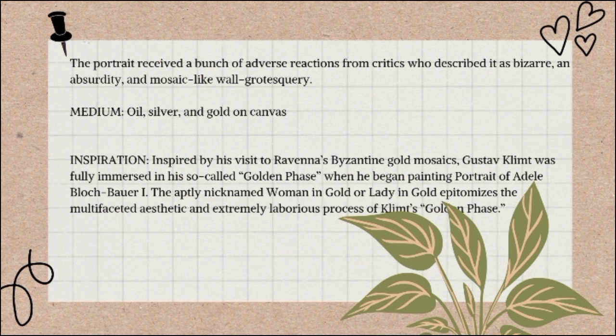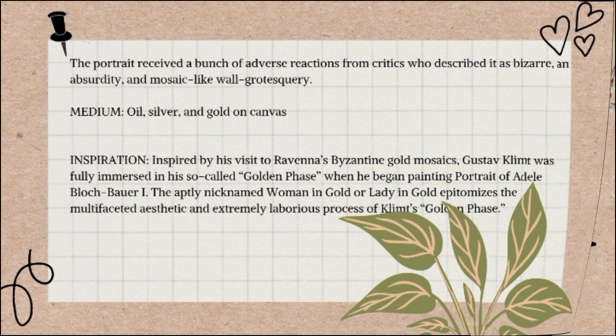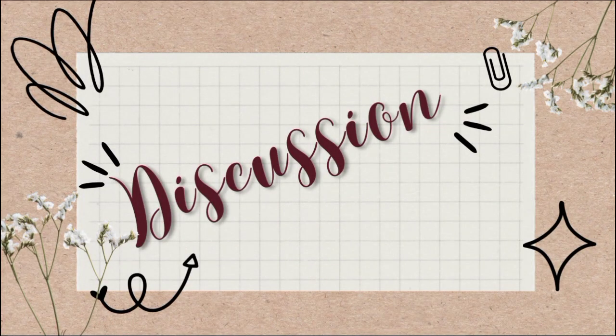Gustav Klimt was fully immersed in his so-called golden phase when he began painting portraits of Adele Bloch-Bauer. The aptly nicknamed Woman in Gold and Lady in Gold epitomized the multifaceted, artistic, and extremely laborious process of Klimt called façade. We are now here in the last part, the discussion.